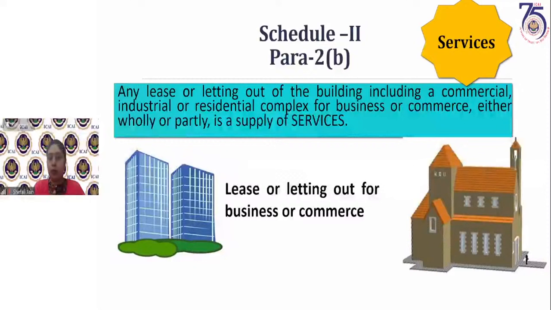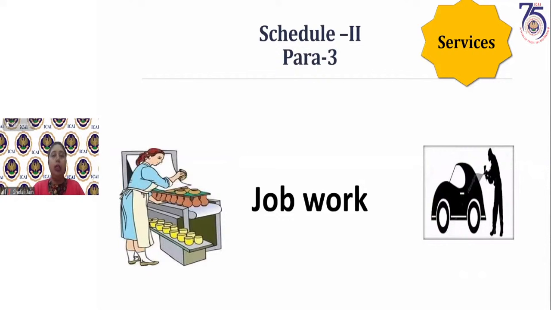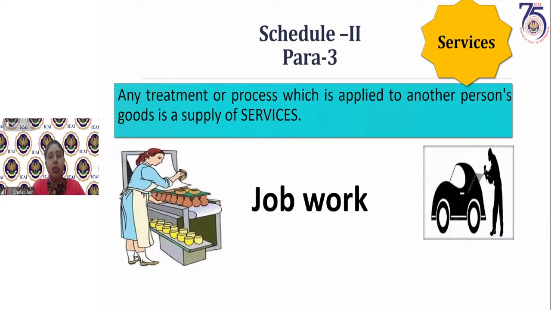But that should be for the purpose of business or commerce. Then para 3. Para 3 refers to job work. Any treatment or process which is applied to another person's goods is a supply of service. Now, job work is on goods. This treatment or process which one person is applying to another person's goods is actually a job work.